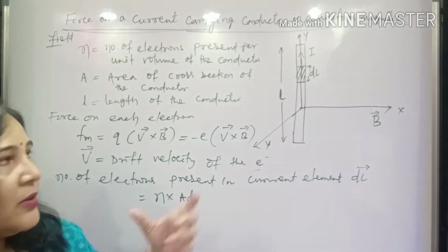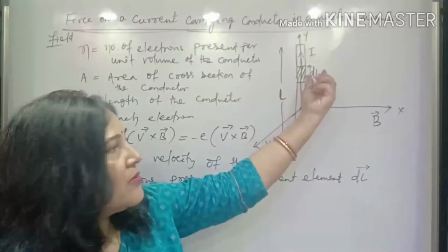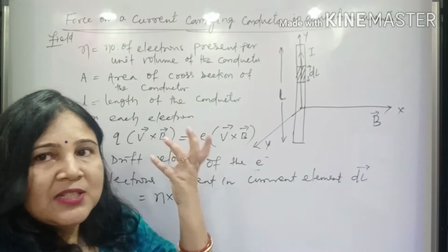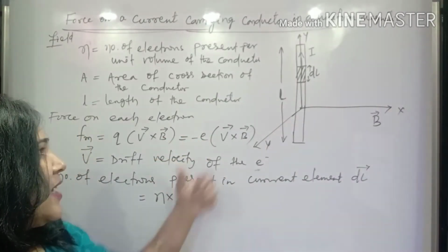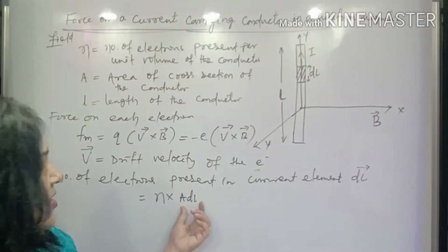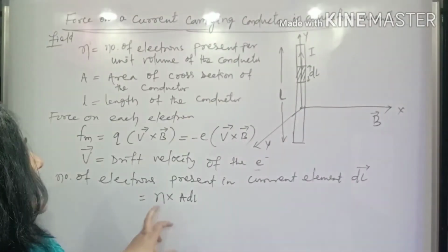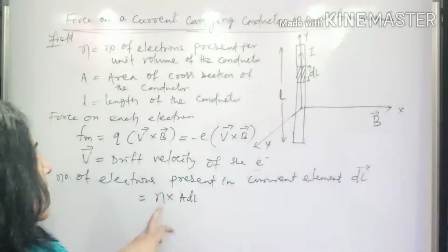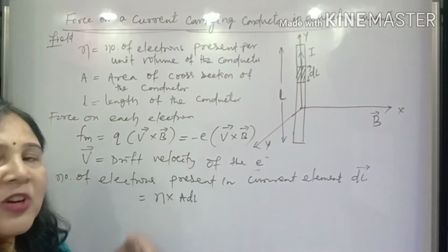Volume is area into length. Its area of cross section is the same, A, and the length of this section is dl, so that gives you the volume. And n stands for the number of electrons per unit volume, so the volume units cancel out.